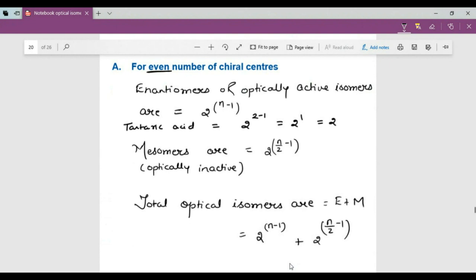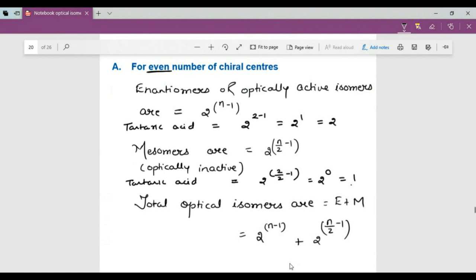Okay, mesomers are this. For tartaric acid, it is 2 raised to power 2 by 2 minus 1, 2 raised to power 0, that is 1. So it has one mesomer and two enantiomers. Enantiomers will always be in pairs, so the minimum value has to be 2.